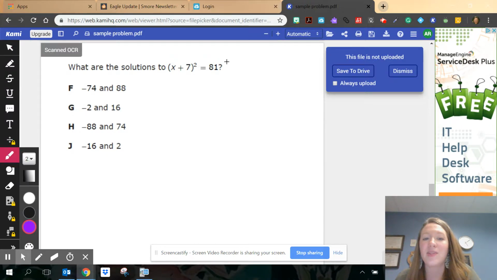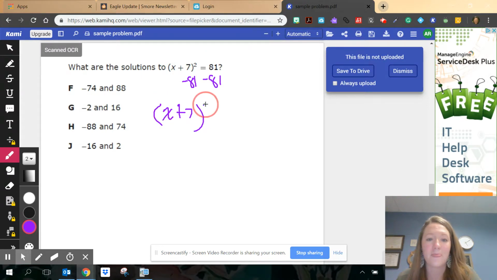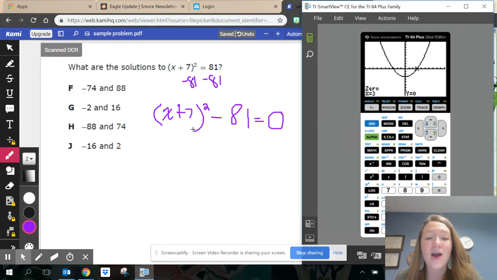Okay, now if I want this to be equal to 0, how do I get it to equal 0? I have to get rid of this positive 81. I can do that by just subtracting 81 on this side, and then I subtract 81 on this side. So then my new equation looks like (x + 7) squared minus 81. Now my equation is equal to 0. I'm sorry, my handwriting looks really bad because I'm doing this on my computer. But now I can take this and plug it into my calculator.